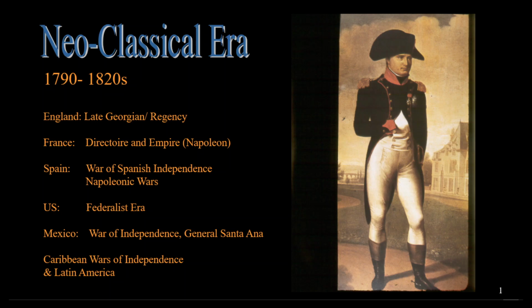The era between 1790 and the 1820s goes by many names, and the dates will shift slightly depending on the particular country you study. British history calls this time the Georgian and Regency periods after the mad King George, who lost the American colonies. His son George IV eventually had to rule in his place as regent.